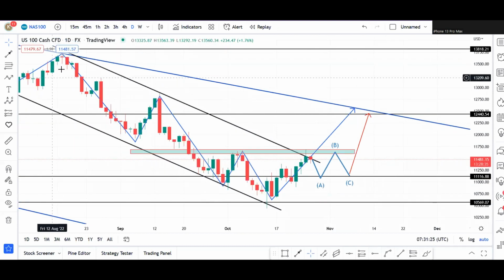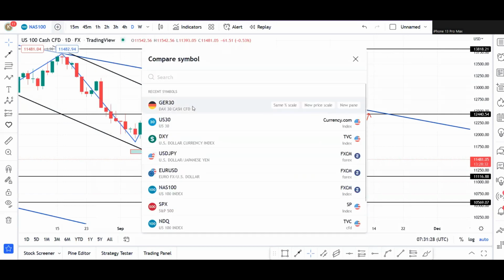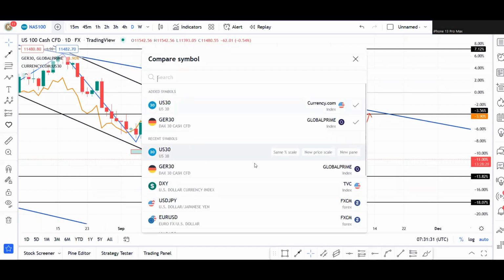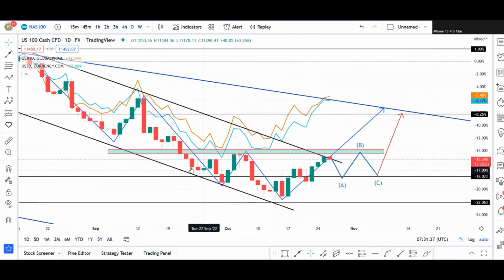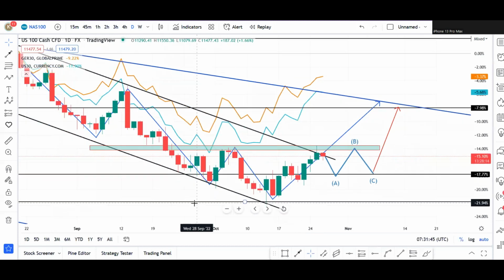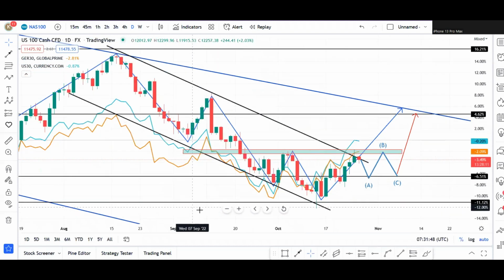NAS 100. So I always do this in order for me not to waste my time. I always compare NAS 100 with German 30 and US 30. As you can see, German 30 is already gone and US 30 is already gone. The only pair that is left right now is US 100. So US 100 will also test above that resistance, and then we're going to be looking for a push towards the upside. So that's basically what I'm looking for from US 100, German 30, and US 30.